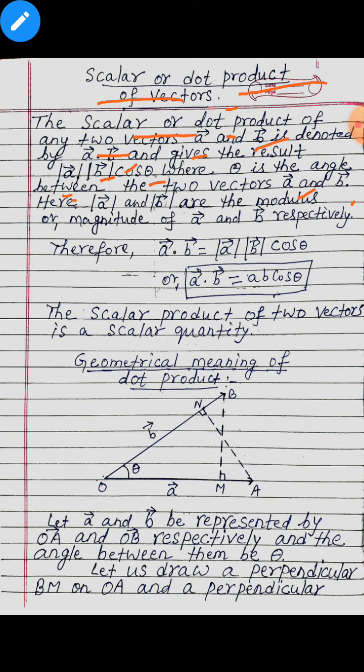Here mod of A and mod of B are the modulus or magnitude of A vector and B vector respectively. Therefore, A vector dot B vector is equal to mod of A vector, mod of B vector into cos theta, or A vector dot B vector equal to AB cos theta. The scalar product of two vectors is a scalar quantity.